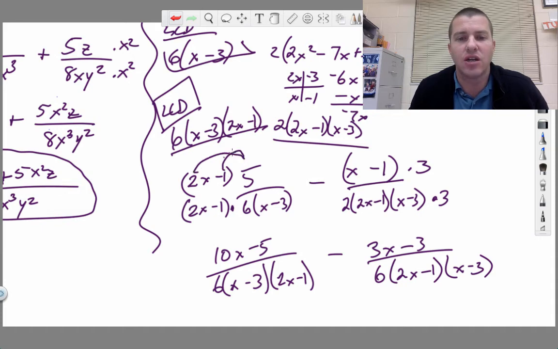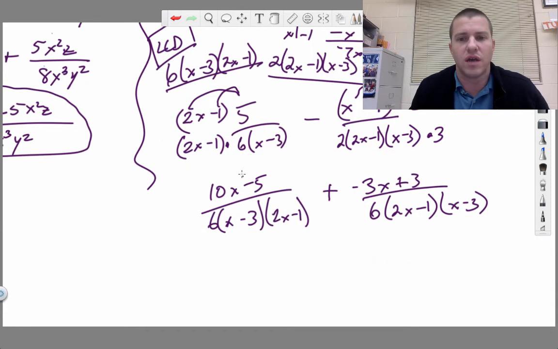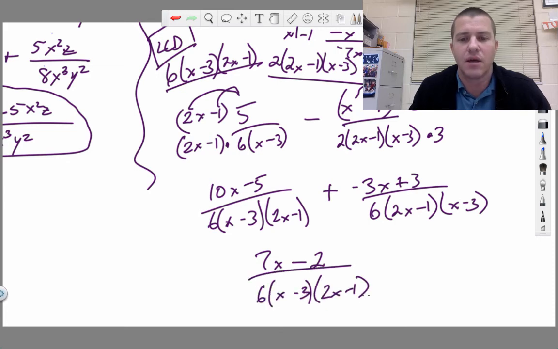Remember, I had to distribute this, and I had to distribute this one. Okay? I haven't done anything with this minus. Remember, the only difference with minus is that it's subtracting this whole thing. So a lot of times what I'll do, I'll change it to a plus and change all the signs from this numerator, and now I can combine my like terms. So it's going to be 10x and negative 3x becomes 7x, negative 5, positive 3 becomes negative 2. It's still over the denominator because I'm just adding and subtracting. The denominator stays the same. This is my simplified form.